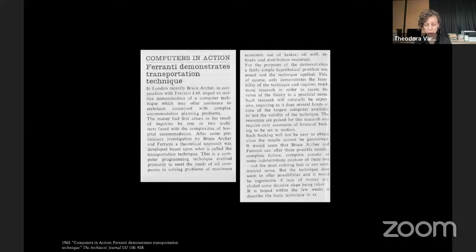Bruce Archer, who would subsequently become a major leading figure in the institutionalization and dissemination of systematic design methods, spearheaded this experimental demonstration in collaboration with Ferranti, which was one of the UK's leading electrical equipment companies. Ferranti had also established a computing center in London at the time, and this experiment was conducted as part of Ferranti's service to architects, to the architectural profession.